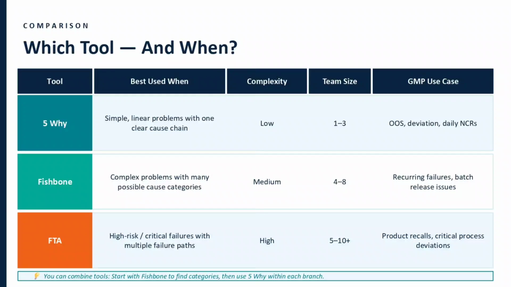And here is a powerful combination strategy. Start with the fishbone to identify all possible cause categories, then apply 5Y within each relevant branch. You get the broad view of the fishbone and the depth of the 5Y together. This approach is particularly effective for CAPA investigations that need to stand up to a regulatory inspection.